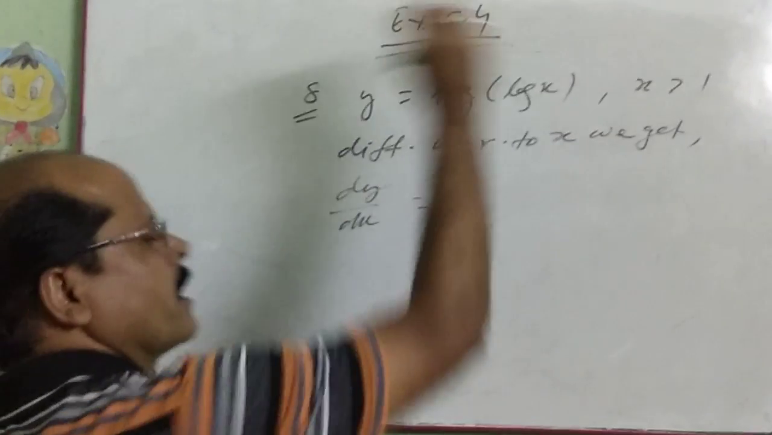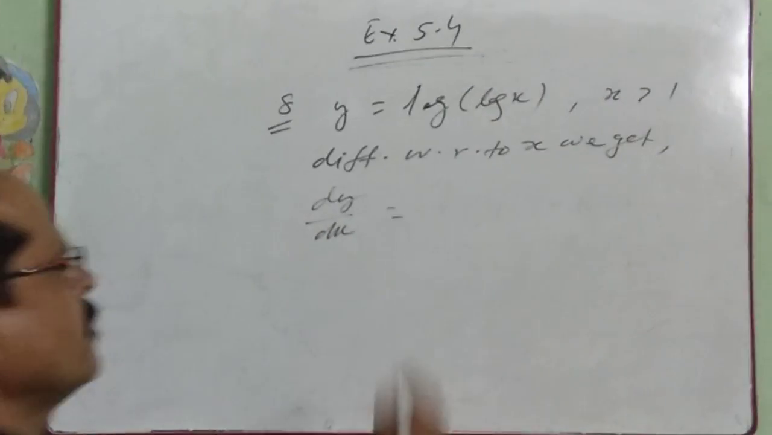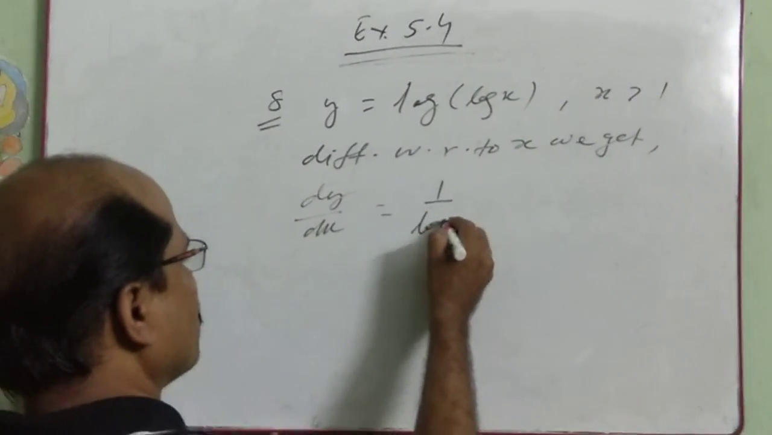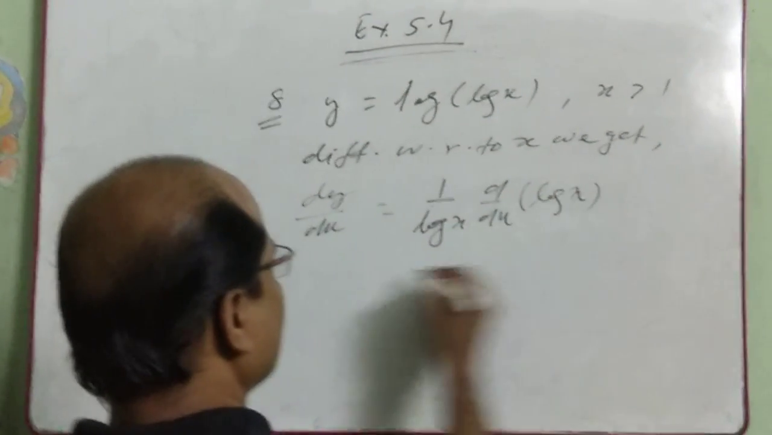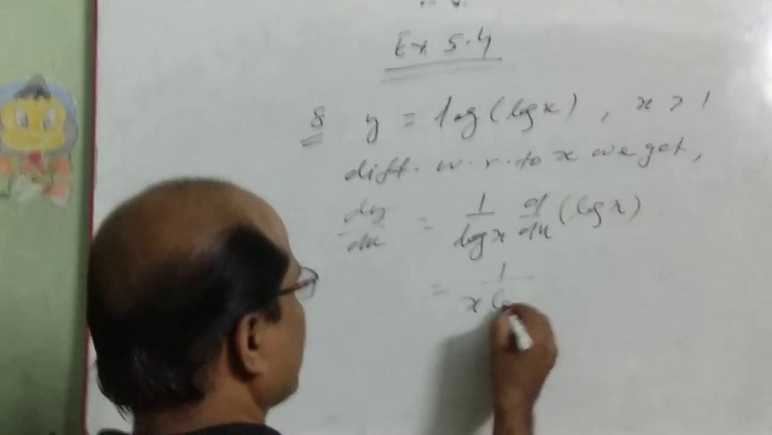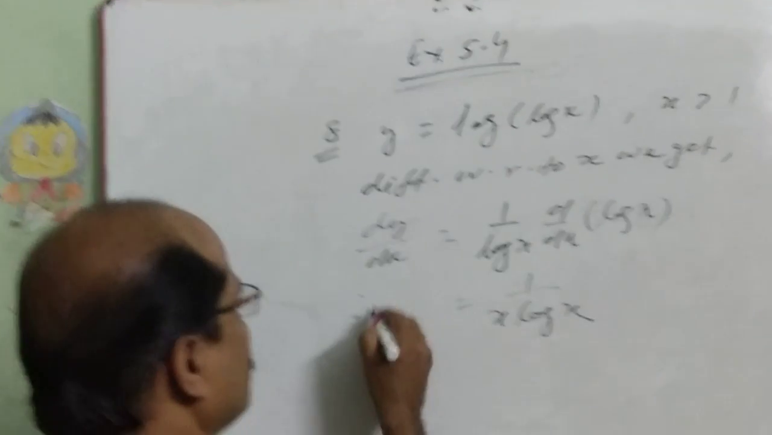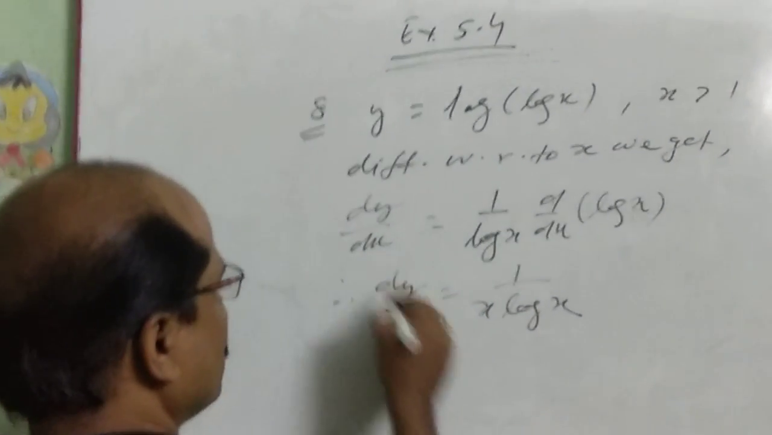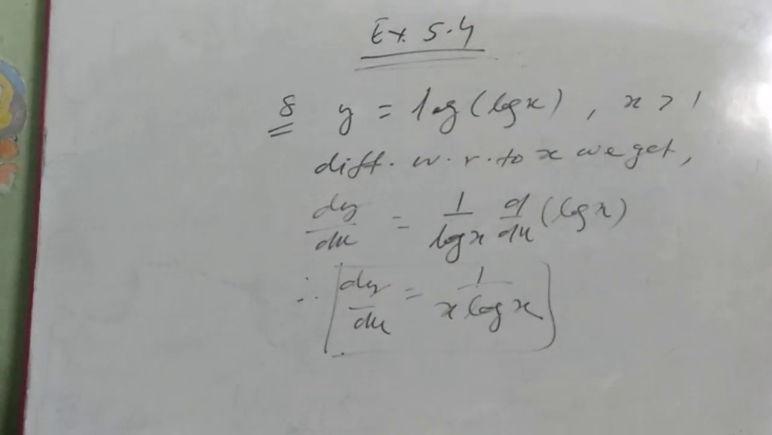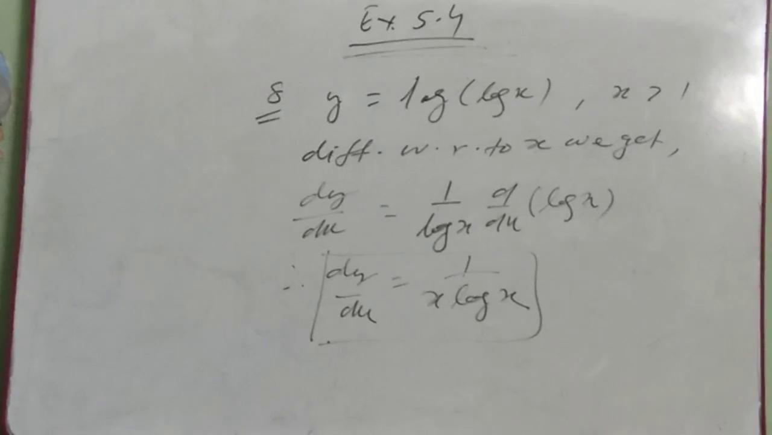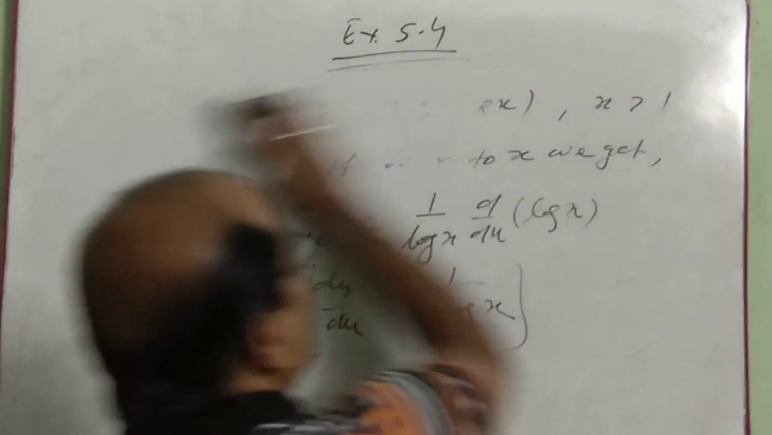If you take this log x as a t, log t derivative is 1 by t, that is 1 by log x, times the derivative of log x, so it is 1 by x log x. Therefore dy by dx equal to 1 by x log x. Okay. One more question we will discuss.